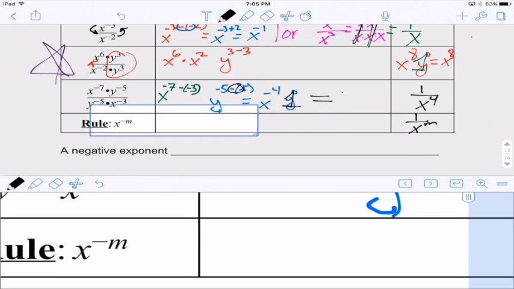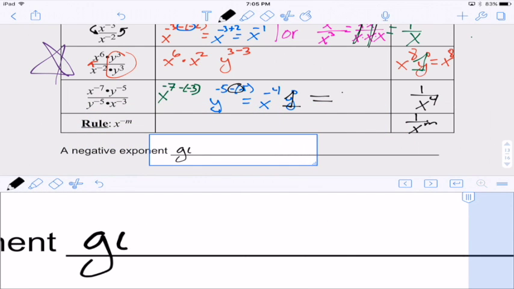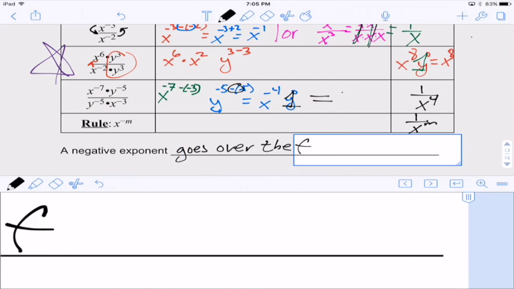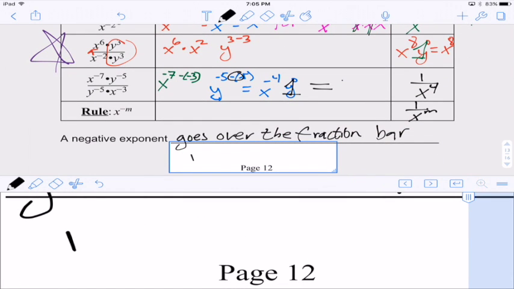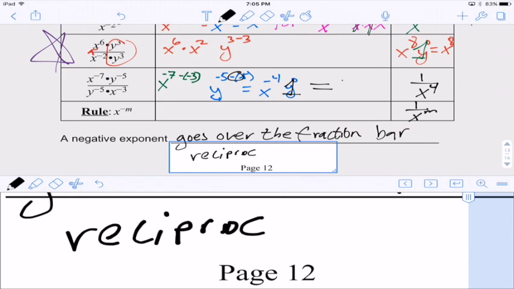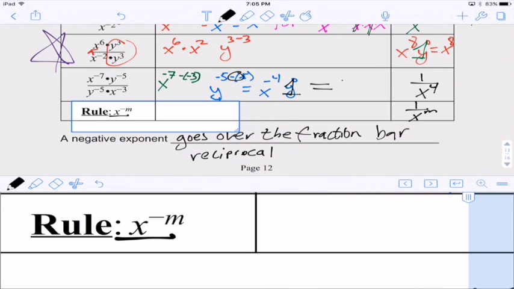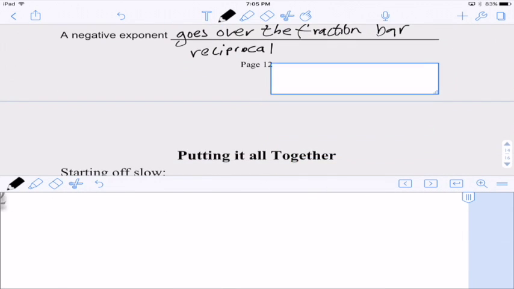Okay, we take the reciprocal. A negative exponent goes over the fraction bar, aka we're taking the reciprocal. Okay, so again, there's the over 1, and that's how it flips and now becomes positive. All right, that's it.